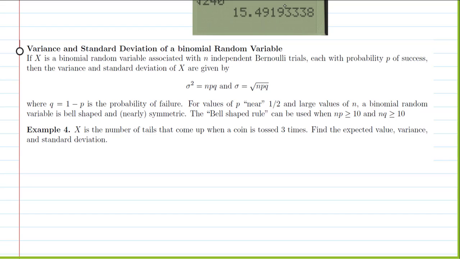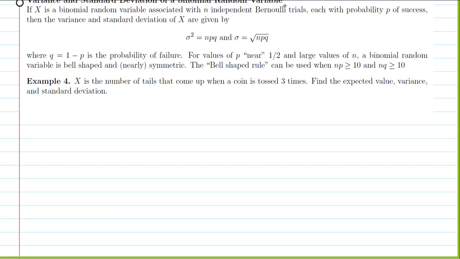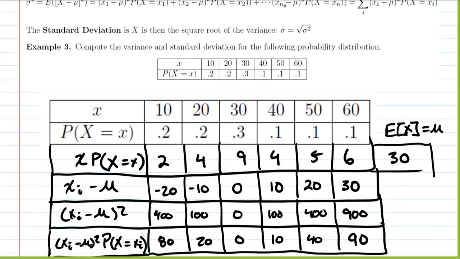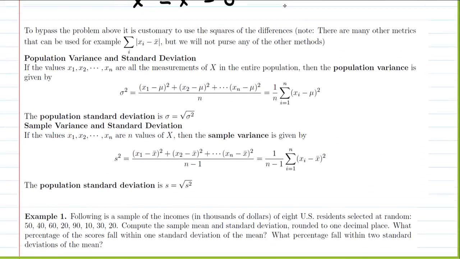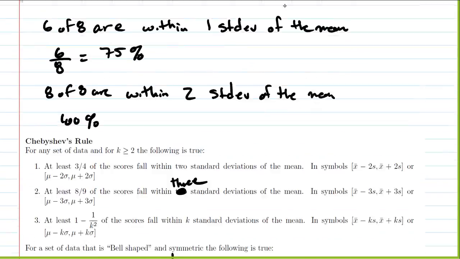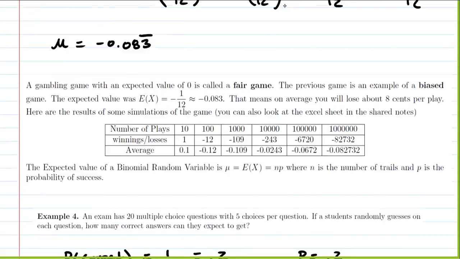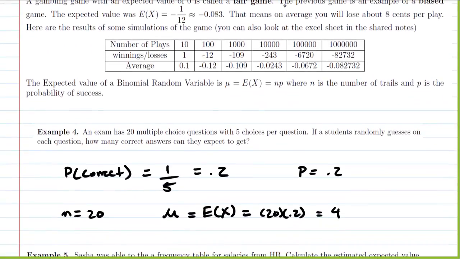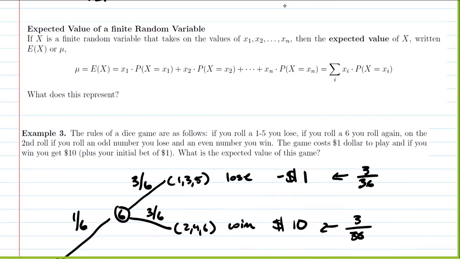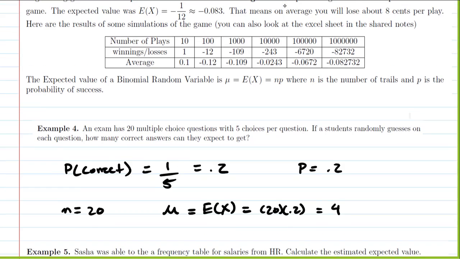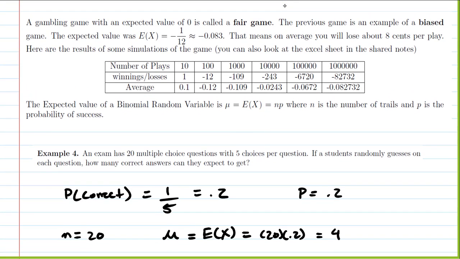So example 4, x is the number of tails that come up when a coin is tossed 3 times. Find the expected value, variance, and standard deviation. So what was our formula for the expected value for a binomial random variable? That was from our previous section, right? So for a binomial random variable, we had that the expected value is n times p.